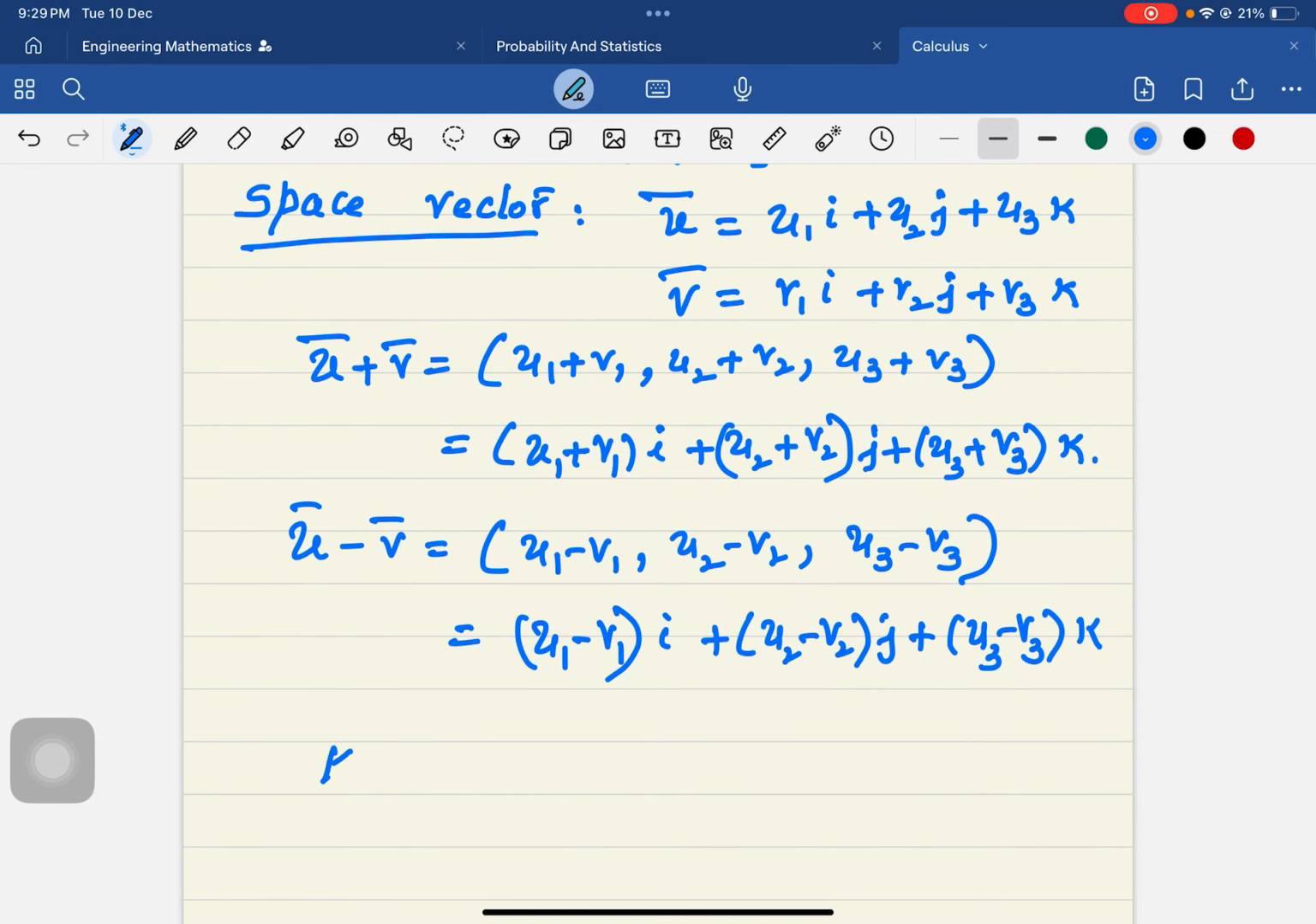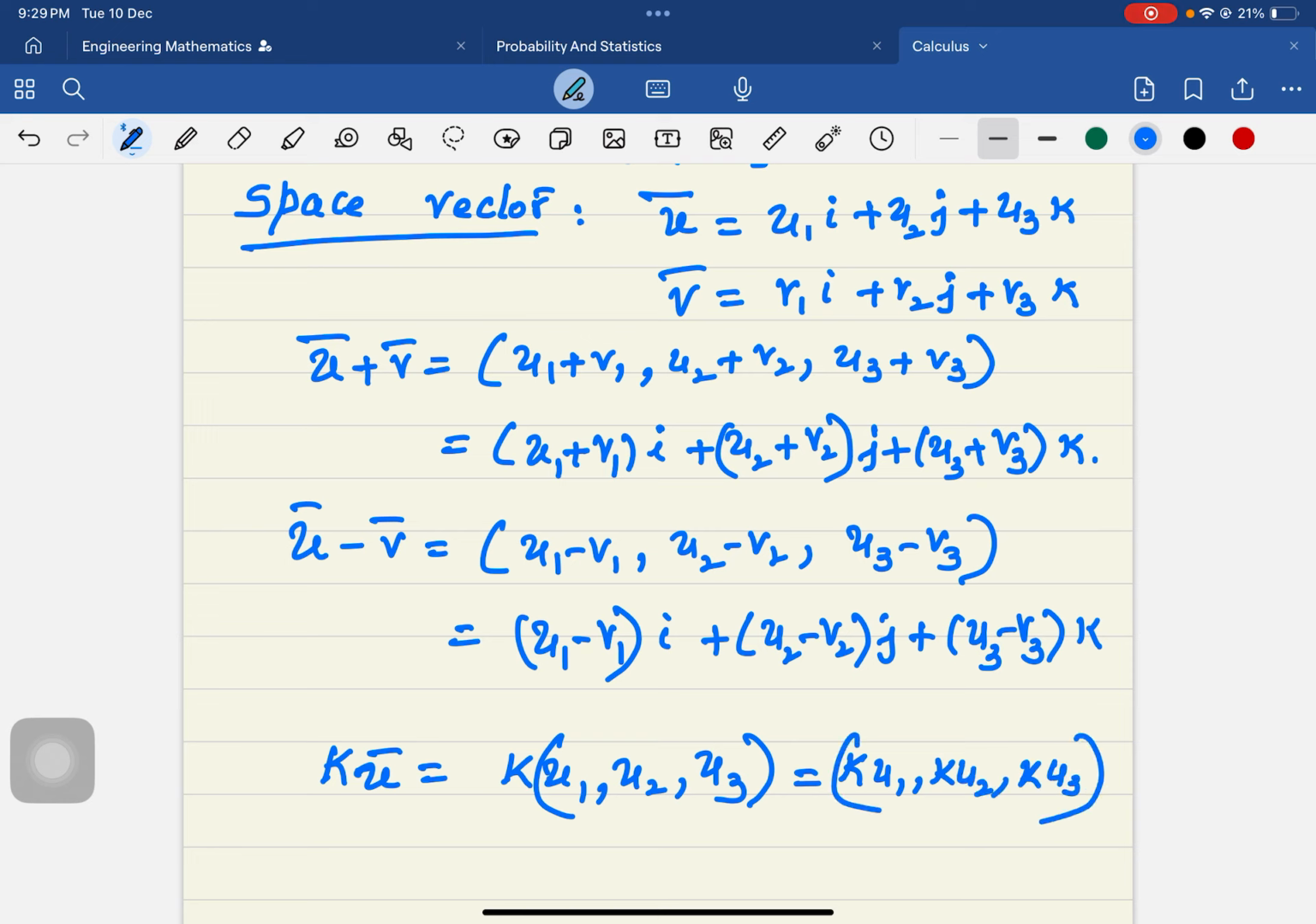Suppose you want to find k times u bar. You simply write this as k times (u1, u2, u3). That is nothing but (ku1, ku2, ku3). This is the scalar multiple of a vector.